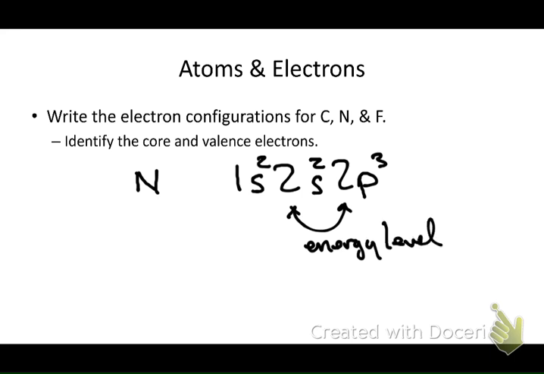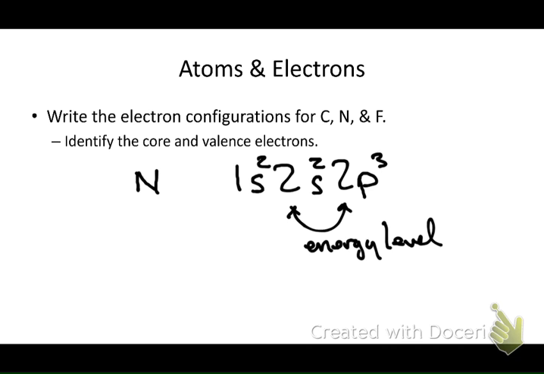So those are the highest energy level on our periodic table. I don't have a laser pointer. Oh, it works. These are the energy levels for organic chemistry, basically 1, 2, and 3.